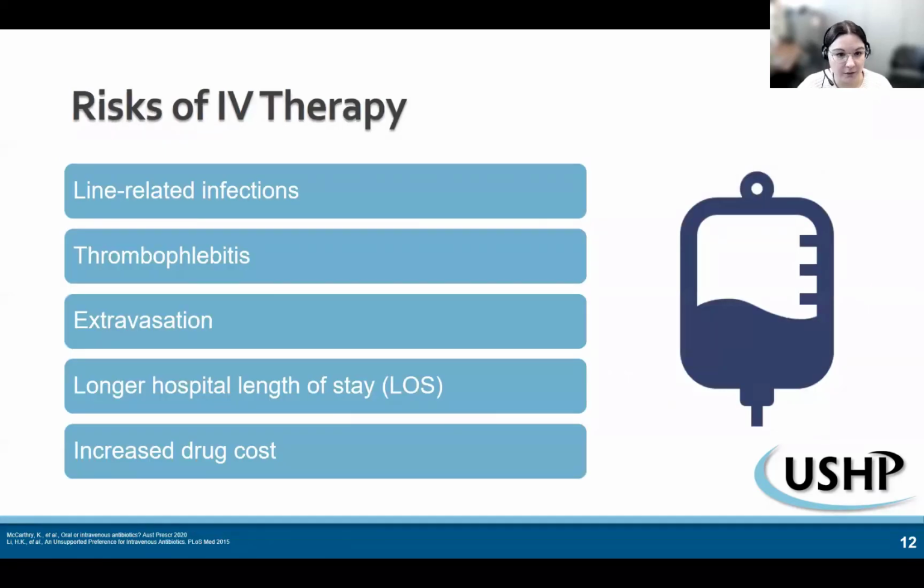What are some risks of IV therapy? IV therapy may result in some harmful complications such as line-related infections, thrombophlebitis, which is a blood clot that can occur from an IV line, and extravasation, when the drug leaks out of the vein into the surrounding tissues. It can result in a longer hospital length of stay, and increased direct and indirect drug costs, including the cost of the drug itself, the need for home health on discharge, and the equipment to administer the drugs.